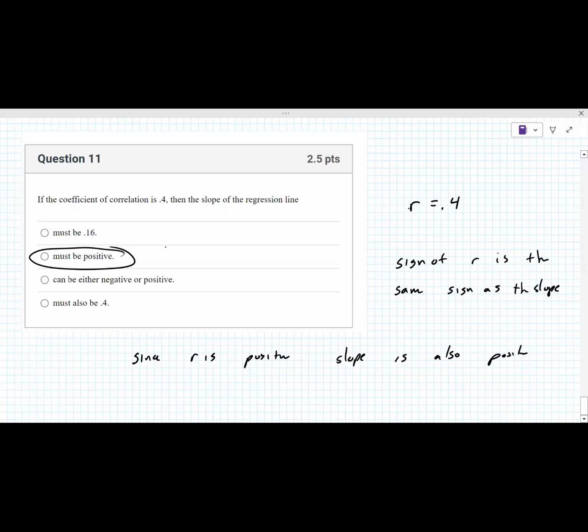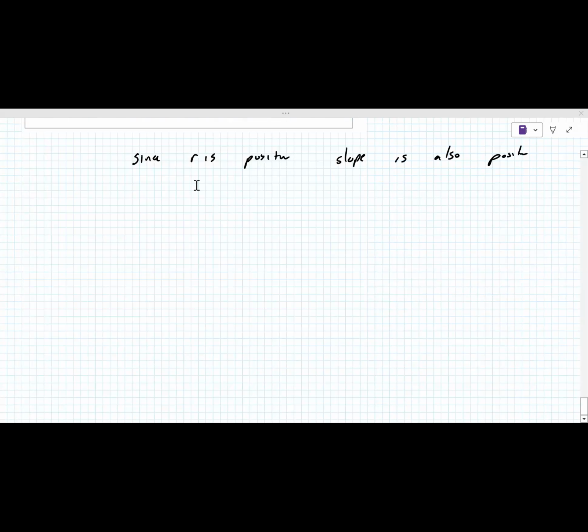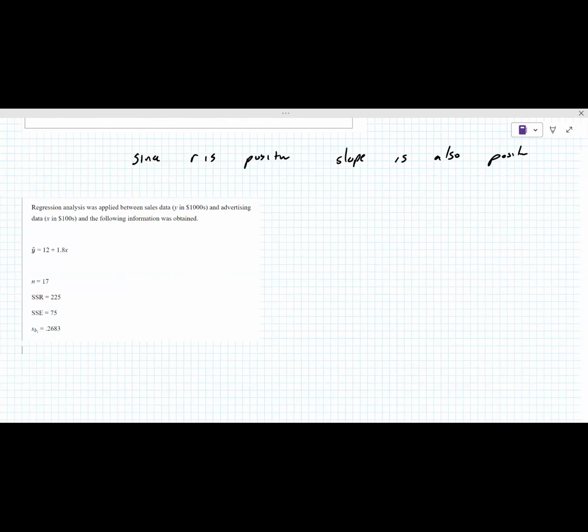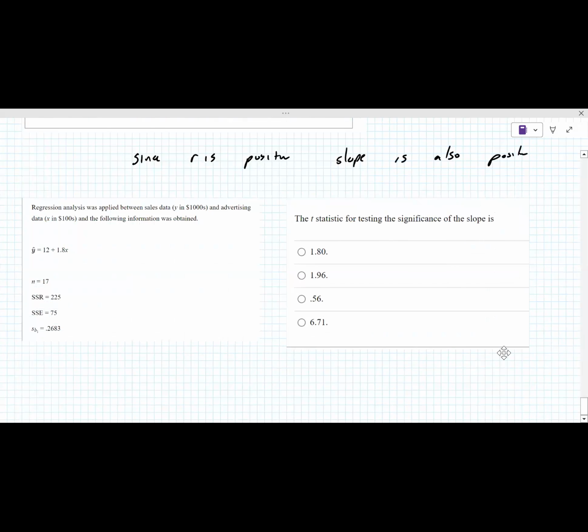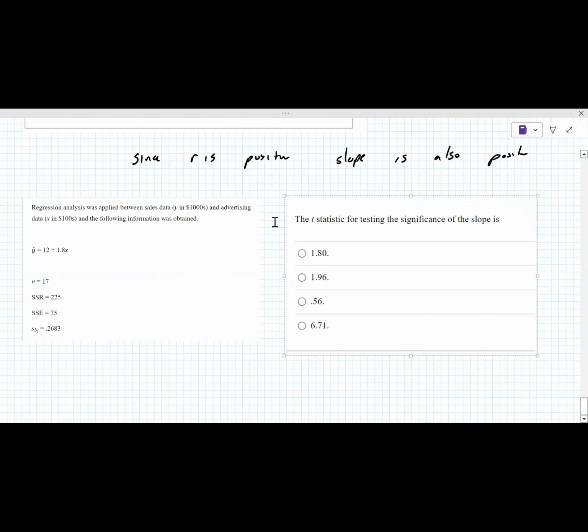All right, so the next problem is very similar to one you had in the homework assignment, but they're the lesser ones. They're not the big calculations. They're giving you a bunch of stuff here on the left, and then the T formula was B1 over SB1. This is in your equation sheet, the right side on page 2, sort of towards the bottom. B1 is 1.8. B1 is the slope of the equation. SB1 is 0.2683.